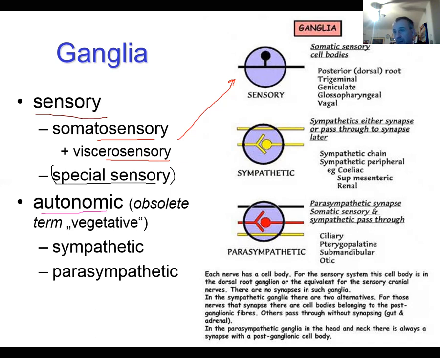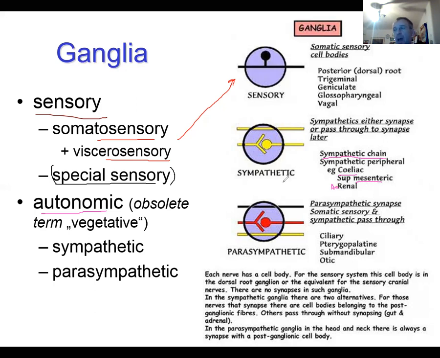The autonomic ganglia we can divide according to the functional system into sympathetic and parasympathetic. And what is the difference? The difference is in the location and composition. Sympathetic ganglia are located within the sympathetic trunk, or they can be located in the aortic abdominal plexus, so around the abdominal aorta, and we call them celiac, mesenteric, and aorticorenal ones. We'll come to this in detail in the autonomic system.